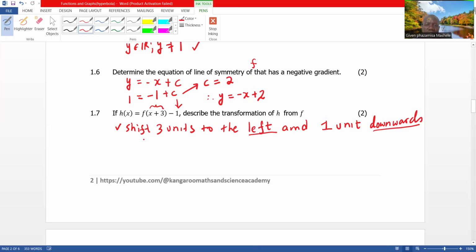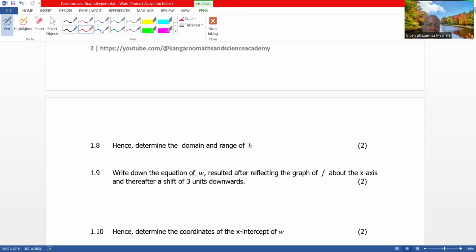So the next question says, hence determine the domain and the range of h. So we want to know what is the domain and the range of h. And how do we determine the domain, the range of h? We cannot determine the domain and the range of h without having to get the equation of h. Remember, h was f of x plus 3 minus 1, where the equation shifted how many units? 3 units to the left and 1 unit downward. So it means we can now determine the equation of h.